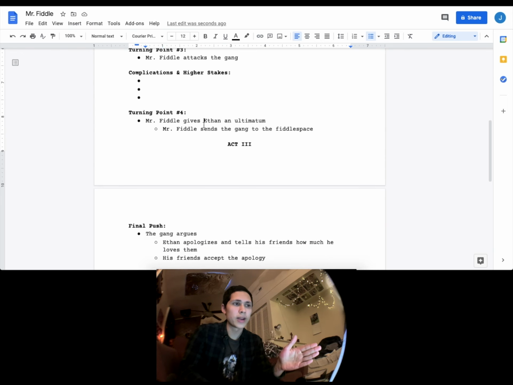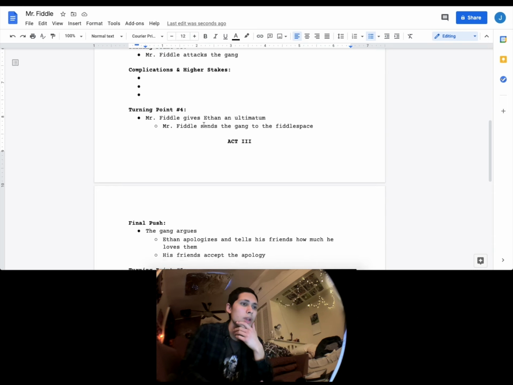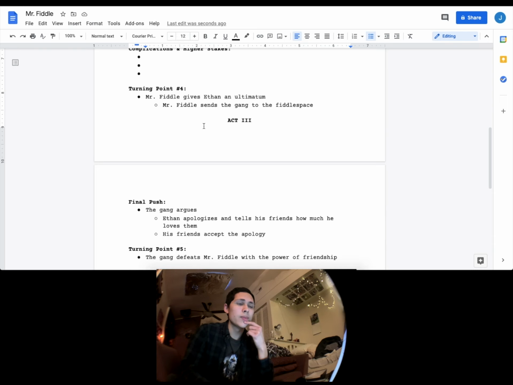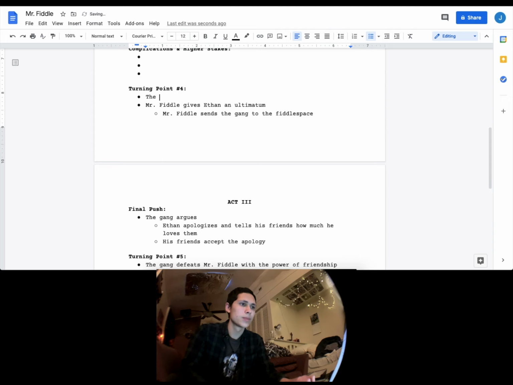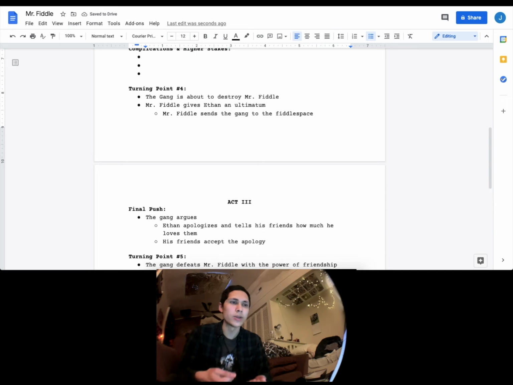The turning point in Act 4, or not Act 4, turning point number 4, just before Act 3. So maybe the gang is about to destroy Mr. Fiddle. Maybe they got him pinned down or something. They're about to kill him. They have a spell book that they printed off from online, and they're like, okay, we need everyone to work together. Kind of like in Avengers Infinity War, when they're all going to pull the glove off of Thanos' hands.